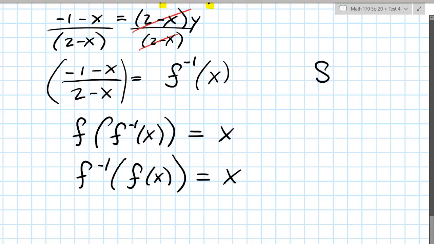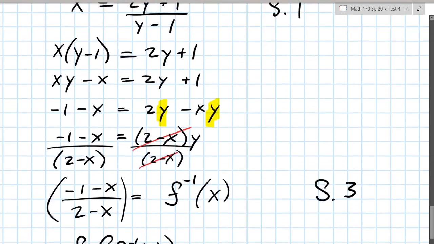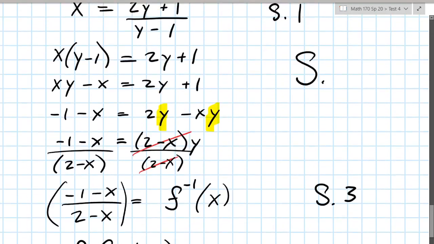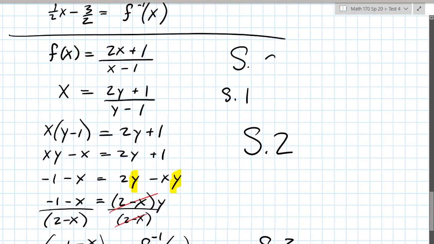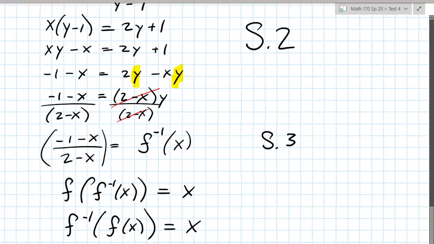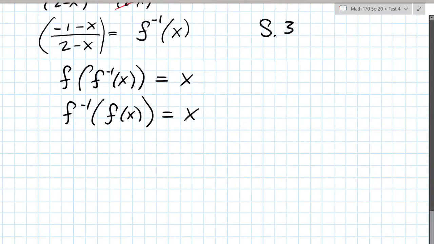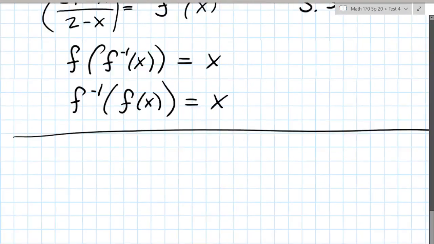So that was my step 3. That was my step 2. I should mention it, there's also a step 0. Step 0 was check to make sure that the function you started out with was 1 to 1. Because if it's not 1 to 1, you'll run into a problem.